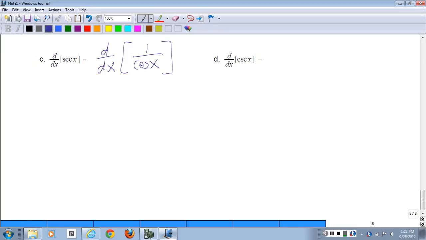Where 1 is nice. Derivative of 1 won't be any trouble. But the whole framework here is we've got a quotient of two functions. The numerator is 1, the denominator is cosine x, and we just fit it into the template for using the quotient rule. So we take what's in the denominator, and we write it in the denominator and square it. Cosine x. Square that.